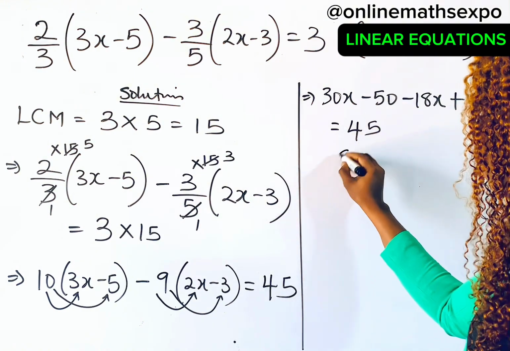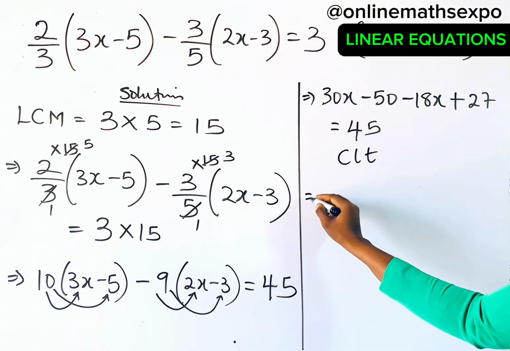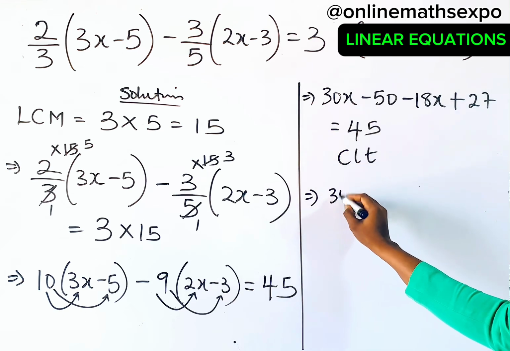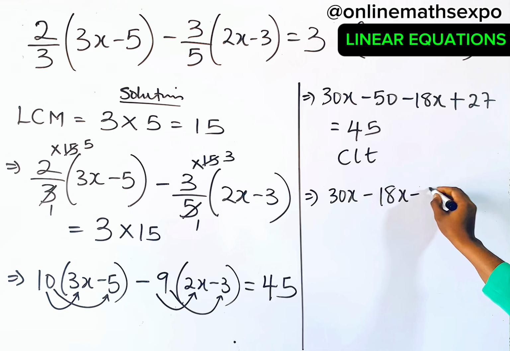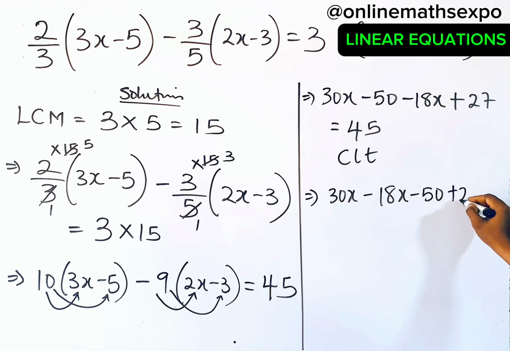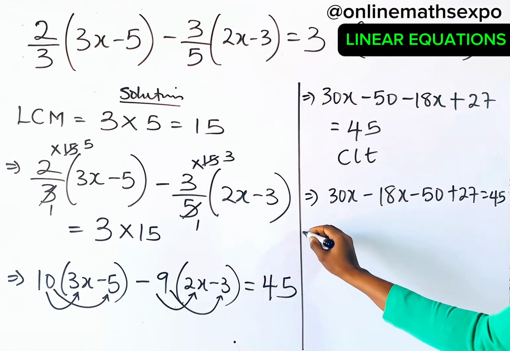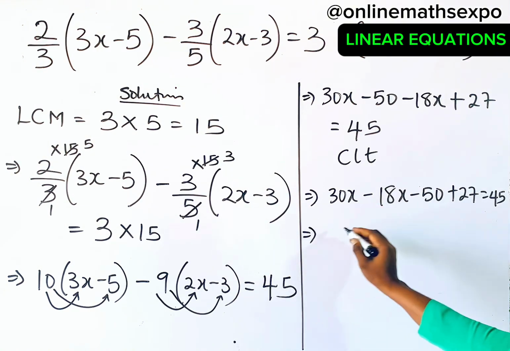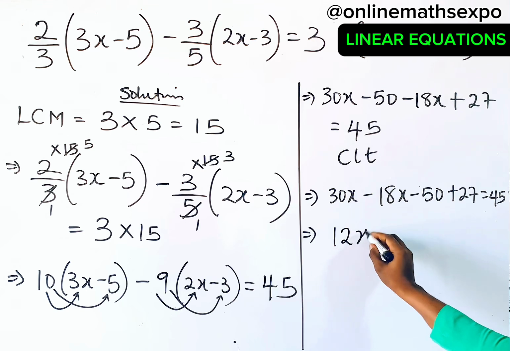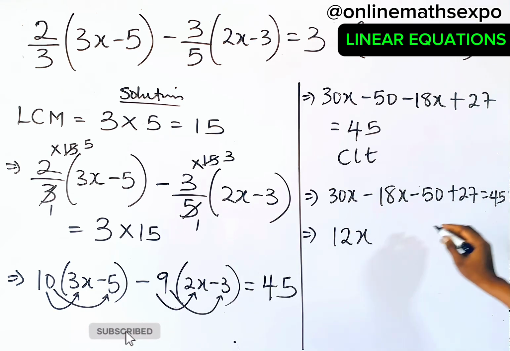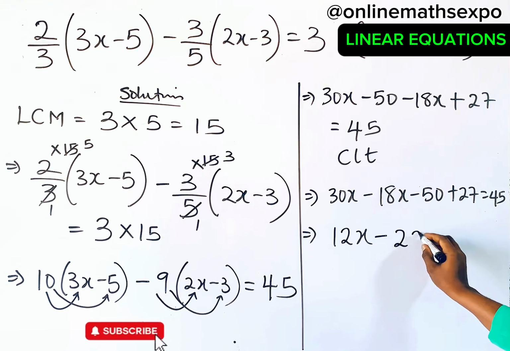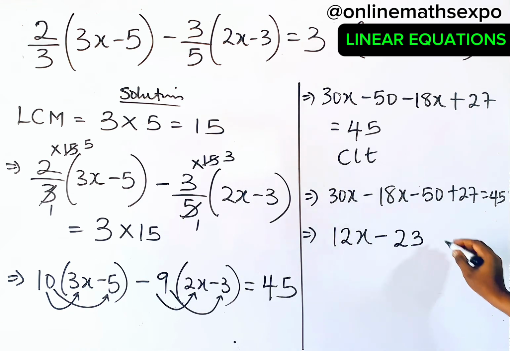You keep simplifying, just collect like terms. To do that, you have 30x minus 18x, then minus 50 plus 27 is equal to 45. We keep simplifying. Subtract this, it gives you 12x. Now, if you add this up, it gives us -23. I hope you're with me there. Is equal to 45.